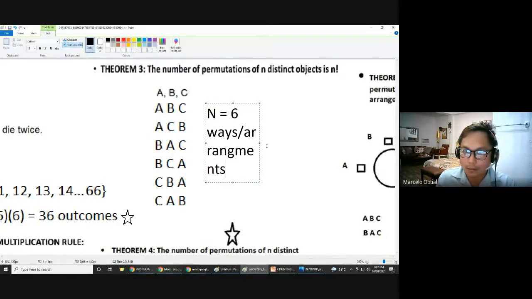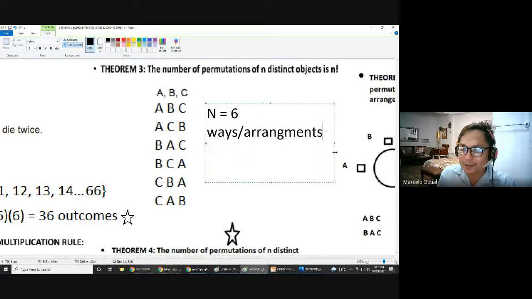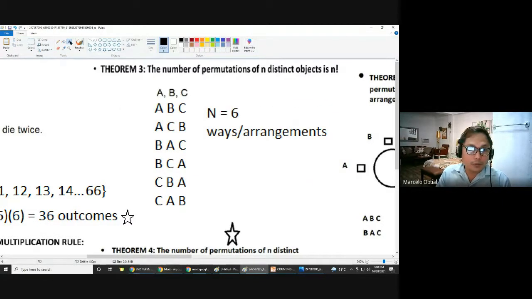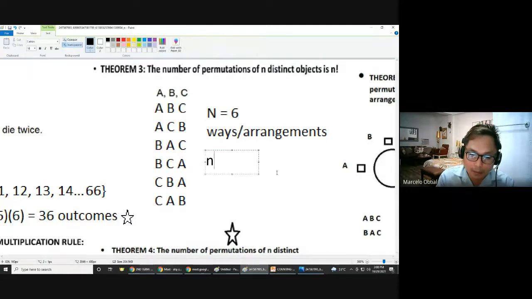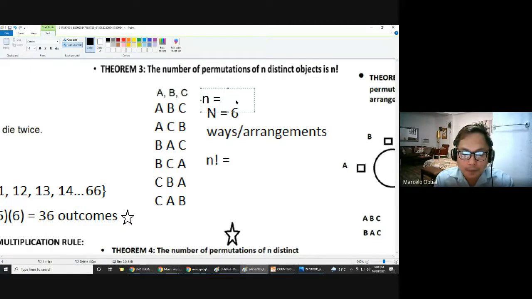Okay. That's the answer using the manual method. But I would discourage you from using the manual method. Let us use the formula given in theorem number 3. It says just use immediately n factorial. Okay, I need your help here, Helen. There are 3 objects. n means objects or persons, so in short, small n is equal to 3.